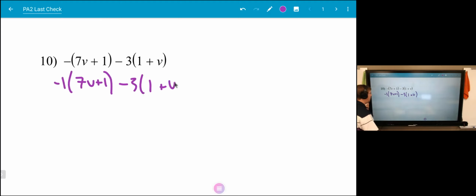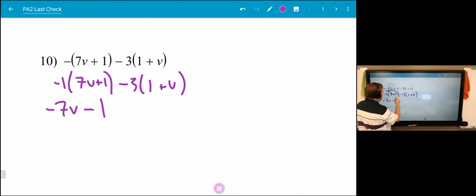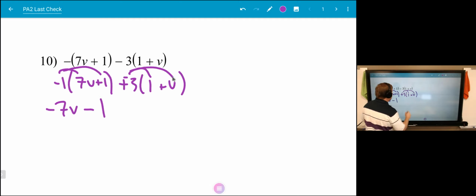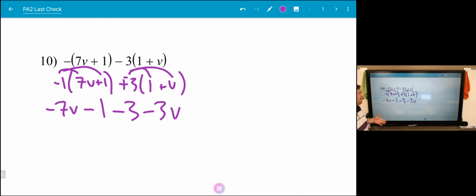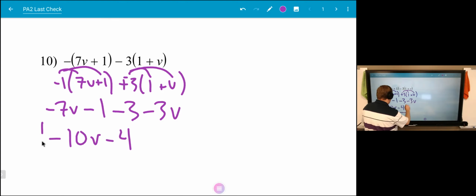And if we do our distribution, negative 1 times 7v, negative 7v. Negative 1 times positive 1, minus 1. Distribute here and here. Treat this like plus negative 3. Negative 3 times 1, negative 3 times v. Negative 3 times 1 is negative 3. And negative 3 times v is minus 3v. Combine the things with v's because I don't have anything that's squared or cubed or anything like that. Negative 7v minus 3v, negative 10v. Negative 1 minus 3, negative 4.